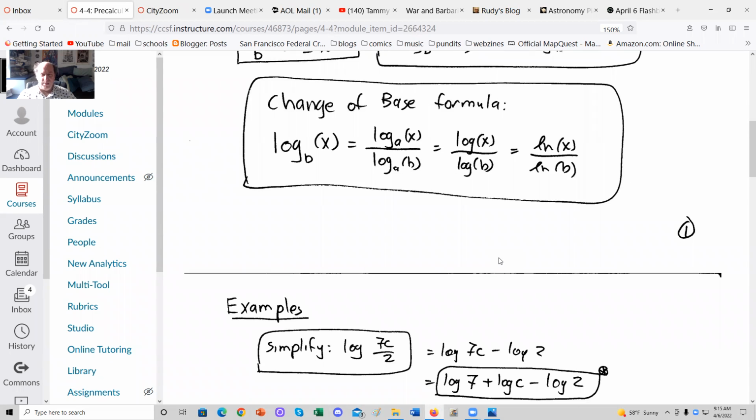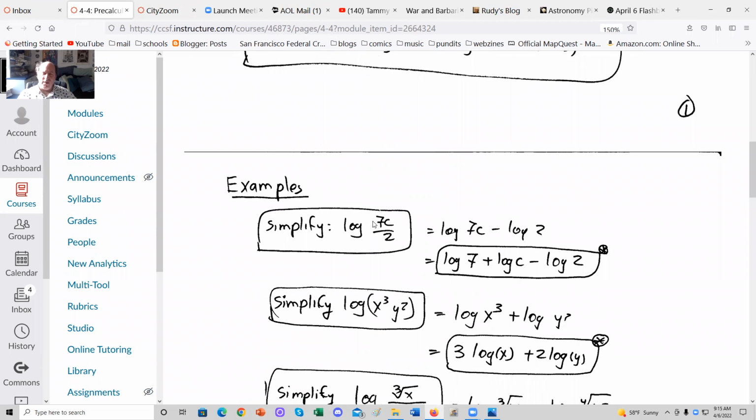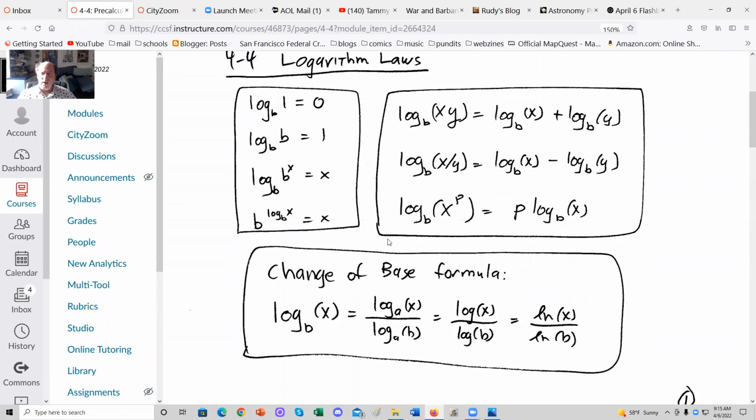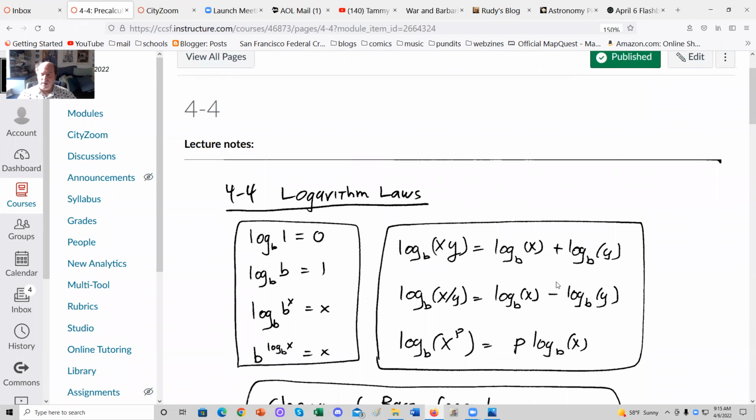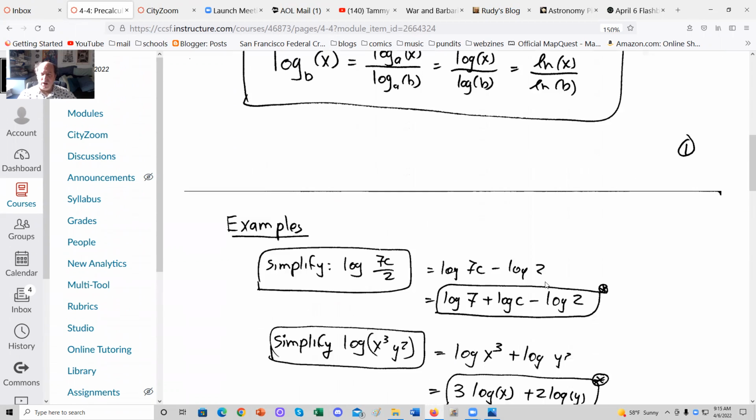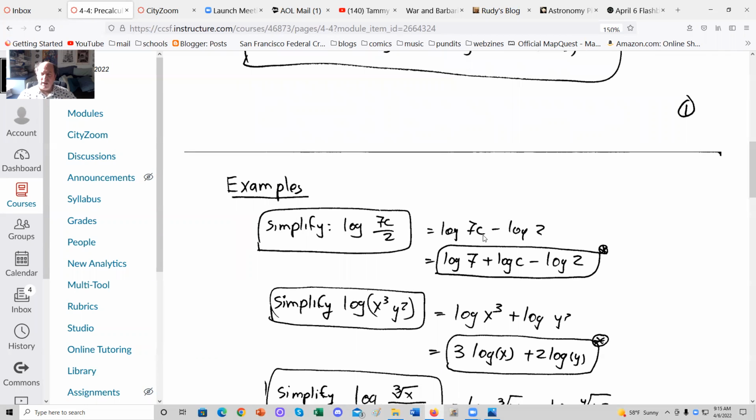So here are some examples. We have log of 7c over 2. They asked to simplify it. Well, the idea is that logarithms turn products and quotients into sums and differences. So this will be log of 7c minus log 2. The 7c we break into log 7 plus log c, and all that minus log 2.